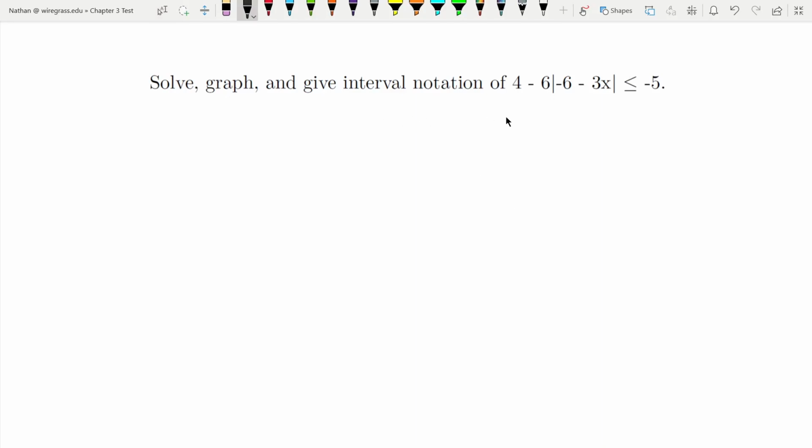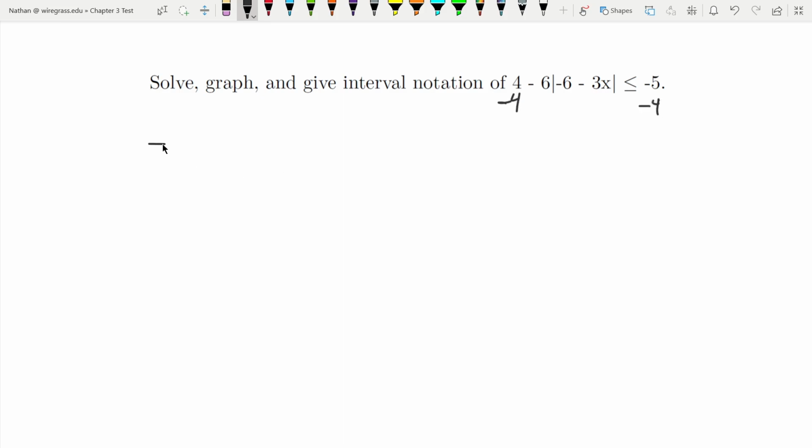Solve, graph, and give the interval notation for this absolute value inequality. So first off, before we can split this thing up into two inequalities, or in this case it might be two inequalities, I'm not sure yet, we have to get the absolute value by itself, then we can break it up. So first off, I need to subtract 4.